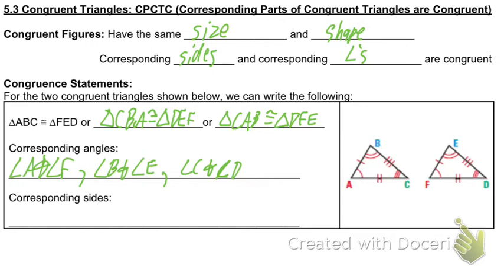Now, corresponding sides are going to be sides that are also congruent to each other. Who can tell me a set of corresponding sides? Dominic, go ahead. Side AB and side FE. Very good. Side AB and side FE are corresponding. If you notice, they're both on the same side of the triangle, both on the left here, and they are congruent. Another way to notice is to look back up to our congruent statement: AB is the first two letters, FE are the first two letters. They correspond.